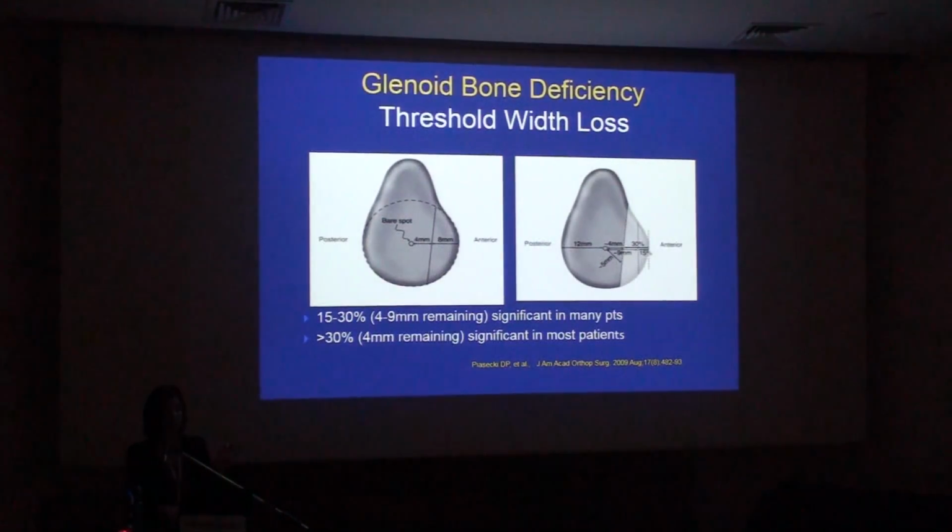One of the ways is to have a threshold width loss, and they say that if you have 15 to 30% of the radius of the glenoid from the center of a circle that you draw at the bottom, which is kind of an artificial way to evaluate a glenoid. If you have 4 to 9 millimeters remaining, it's significant. But if you have only 4 millimeters or less remaining from the center of the glenoid to that location, it's very significant. And a lot of these people will get surgery, but there are lots of different ways to measure that, and you can read about them.